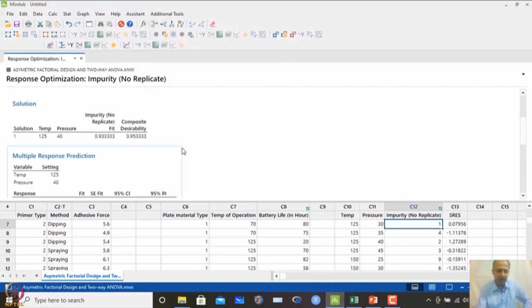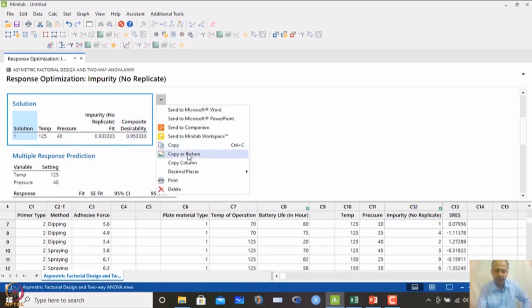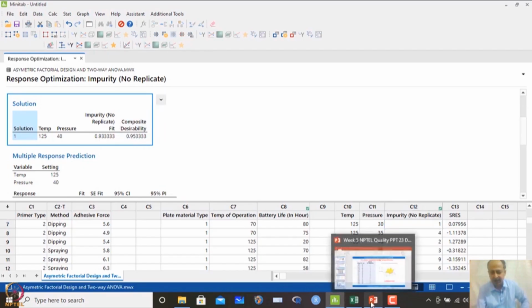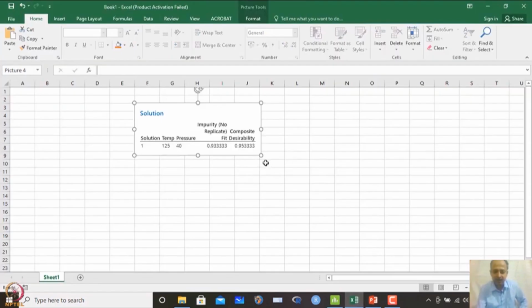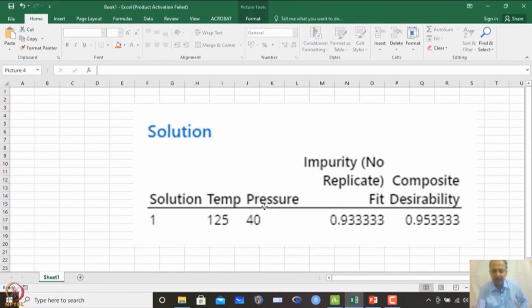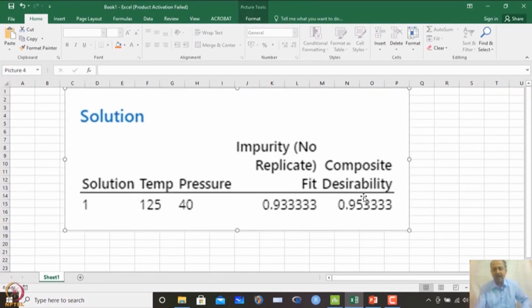The best combination that is given by this MINITAB software is solution 1. One of the solutions is a temperature of 125 and pressure at 40. That is giving me one indicator over here, which I will just highlight and which we will discuss afterwards. This is the indicator that MINITAB uses, which is known as desirability, and a value close to 1 indicates that it is the best solution. We are near to the best solution basically.